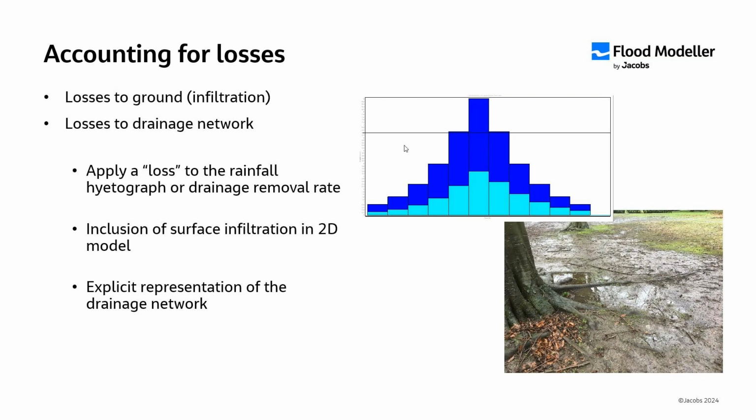If you want to do something a bit more complex, we can explicitly represent the drainage network. So if we've got a subsurface pipe network, we can build that into our model in Flood Modeler using the 1D urban component. So we can model those individual pipes and the connectivity, so water will fall on the ground, flow into the drainage network, and then be taken away out of the system. And depending on what your study is trying to achieve, these are the broad three approaches.